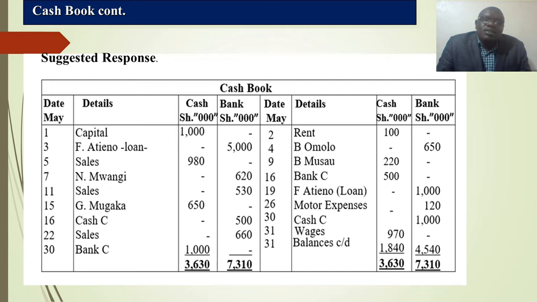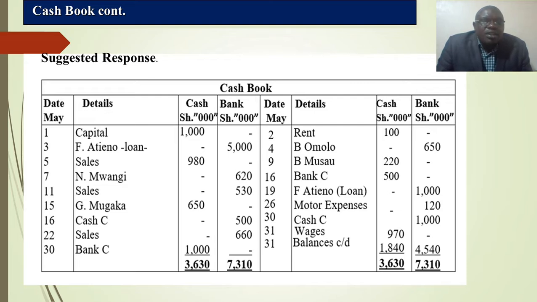So on the credit side, now we have transactions which took away money from the business. What are these transactions? On May 2nd, now we are looking at the right-hand side, which is the credit side of our two-column cash book. So on May 2nd, rent was paid. In other words, money moved out of the business to pay rent.